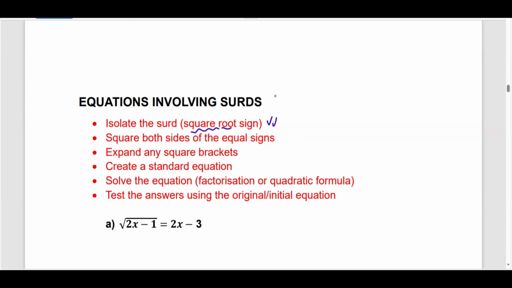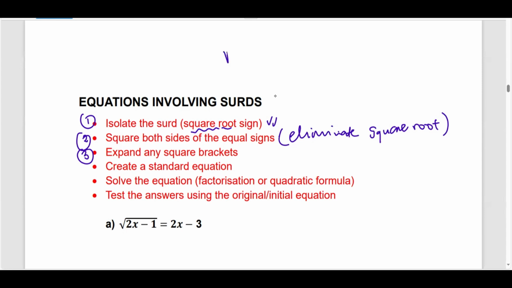Then step number two is to square both sides of the equal sign, okay? Square either side of the equal sign so that we can eliminate the square root sign. Because remember, for us to get rid of the square root, we must square both sides, okay? So that is the purpose of squaring both sides. Then step number three, you need to expand the brackets if there are any brackets, okay?